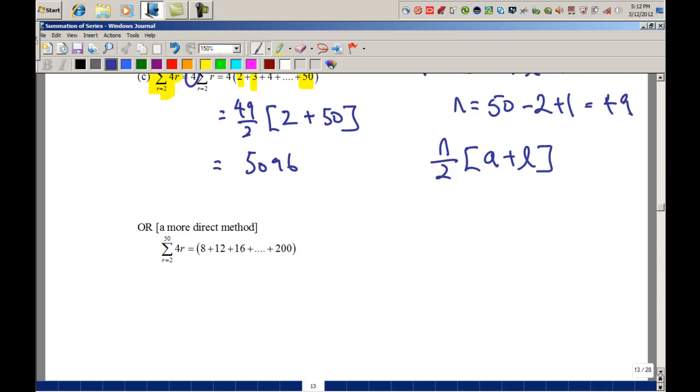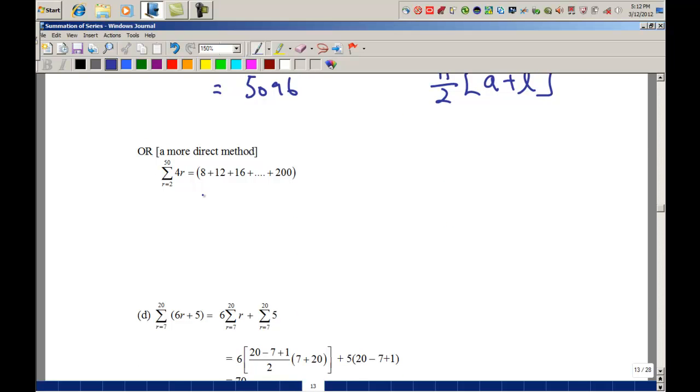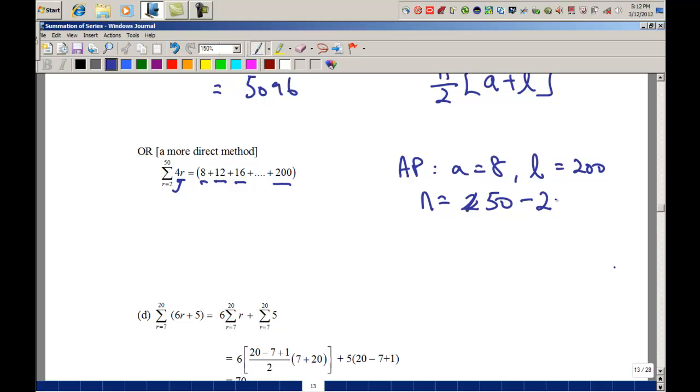Now a more direct way will be this. Instead of taking the 4 out, you can tell yourself, alright, I'm going to put 2 in, I get 8. I put 3 in, I get 12. I put 4 in, I get 16, until I put the upper limit in, which is 50, I get 200. Then this is also an AP. The first term is 8. Common difference is 4 if you want to write it down. I don't need that. I can write down the last term, 200. And then the number of terms is again the same. You take the upper limit, which is 50, then take away the lower limit plus 1, and this is 49. Alright, then I go back to the AP formula. 49 over 2, first term plus last term. You have the same answer.